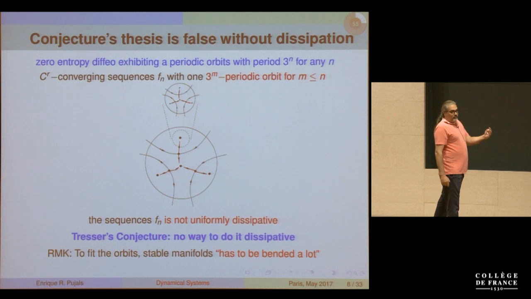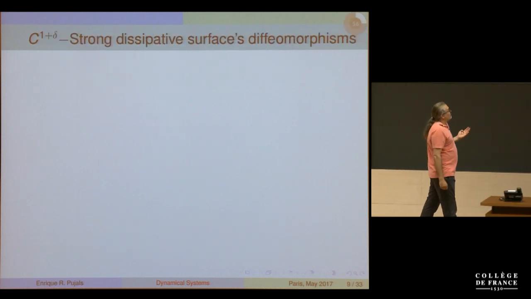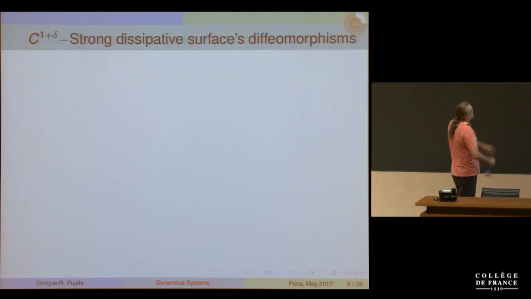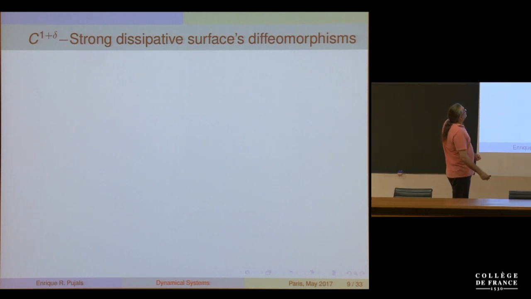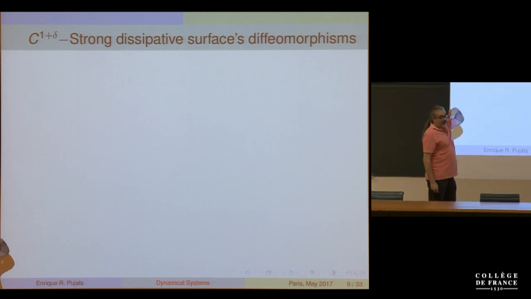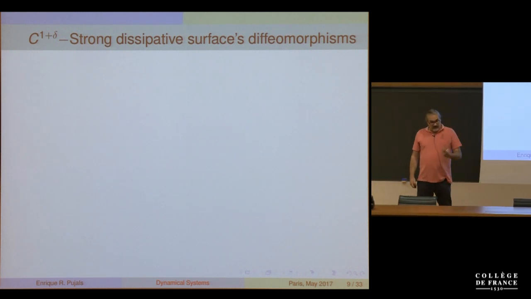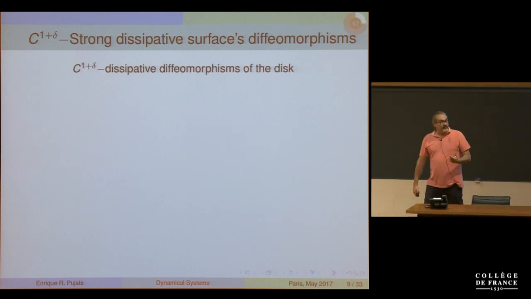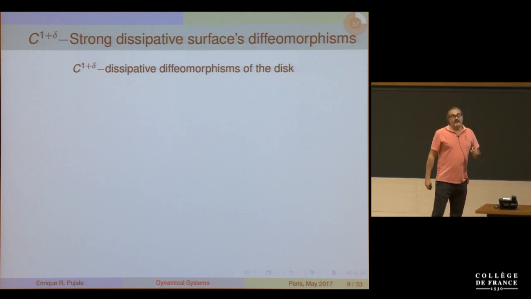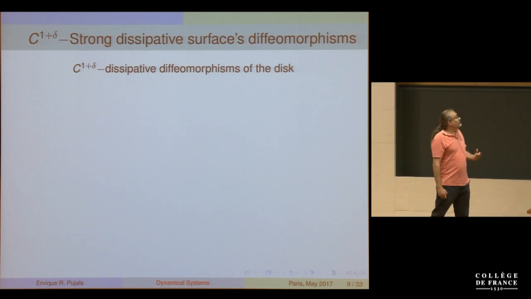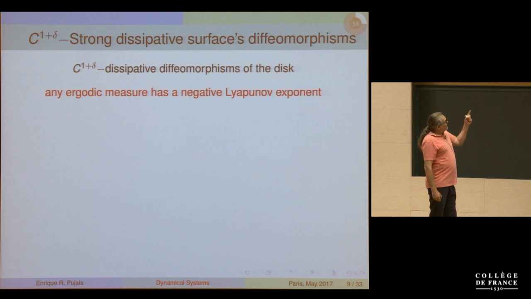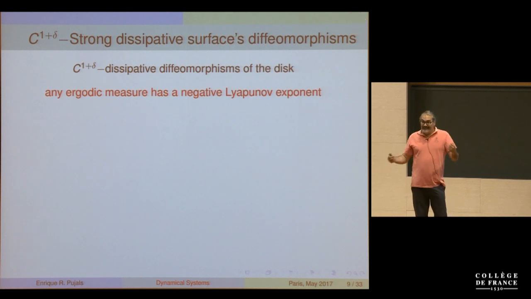So okay, let's try to see if we can prove this conjecture, but we will focus on a particular class of surface diffeomorphisms, which are C1 plus delta, and we call them strong dissipative. Let me say what it means to be strong dissipative. It's not necessarily that the Jacobian is small, it's something else. So you have this C1 dissipative diffeomorphism of the disk.